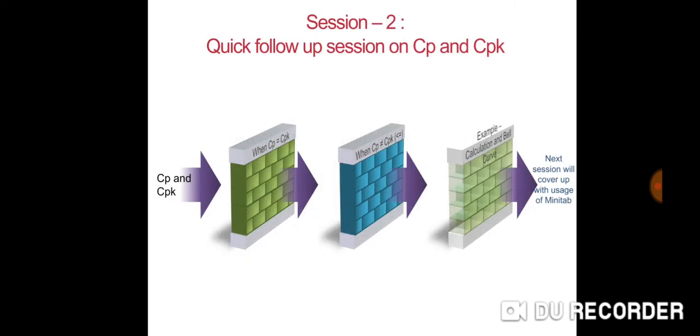Let's see what we're going to cover in session 2. We're going to cover what happens if Cp is equal to Cpk, what the value is and how the bell curve will be. If Cp is not equal to Cpk, how the range and the bell curve will be, and we have a quick calculation and the bell curve.